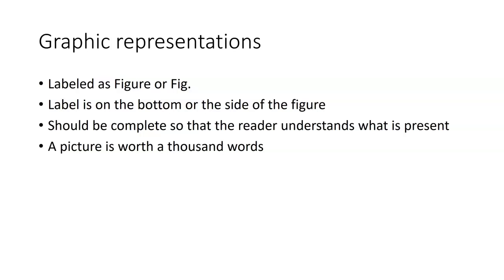Normally, the label is either on the bottom or the side of the figure, and the label should be complete so that the reader can understand what is presented, so that they don't have to go back to look at the regular text to figure out what is exactly going on here. So it should have enough information to be able to do that. Let's remember, a picture is worth 1,000 words. Sometimes it's much easier to put up a figure than it is to try and explain something, especially if you've got something that's fairly visible.